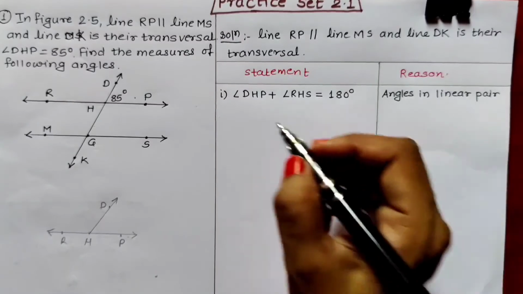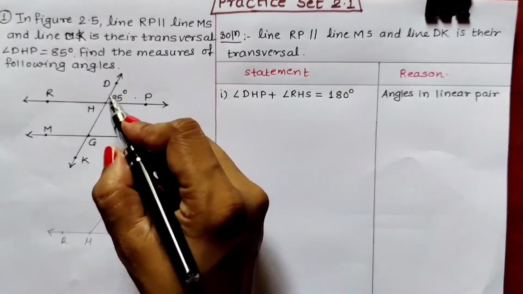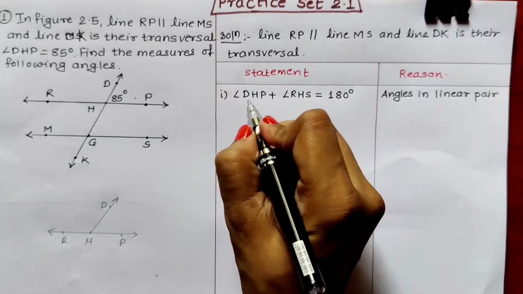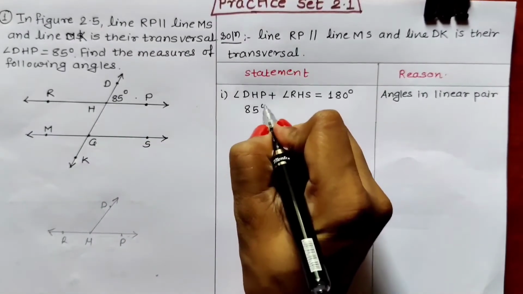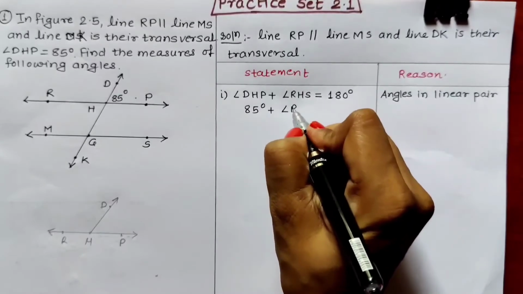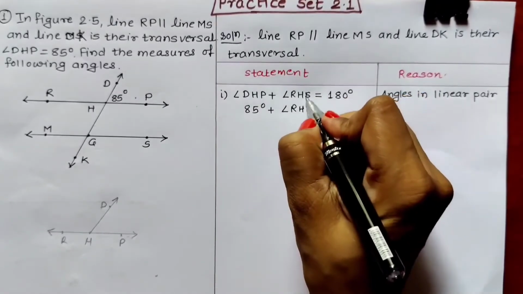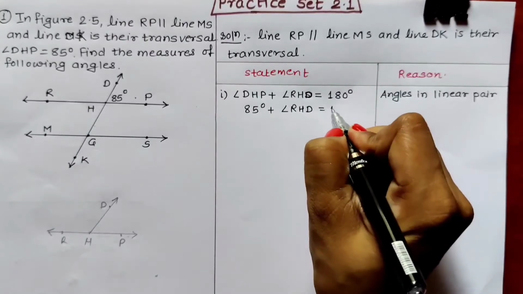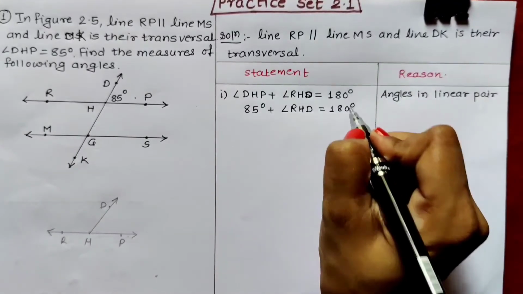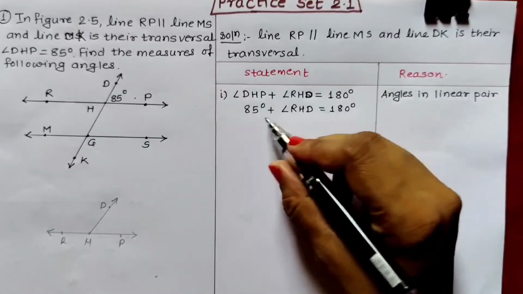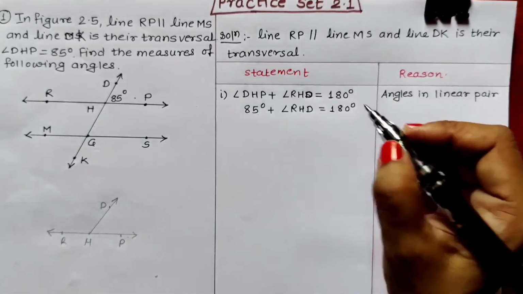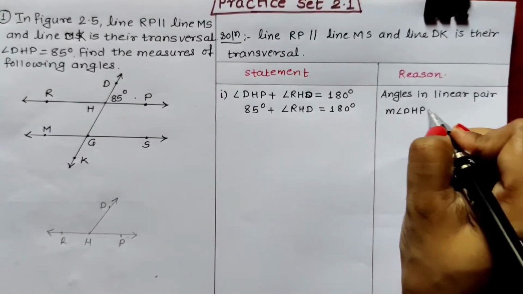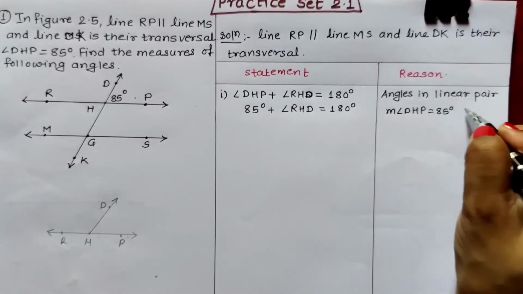Now DHP is given 85, it is shown here. Measure of angle DHP is 85. So in place of DHP we will be writing 85 degree plus angle RHD, it is RHD, equal to 180 degree. Okay, the reason why we have written DHP as 85 degree is because it is given to us.